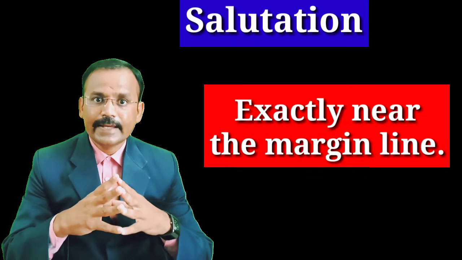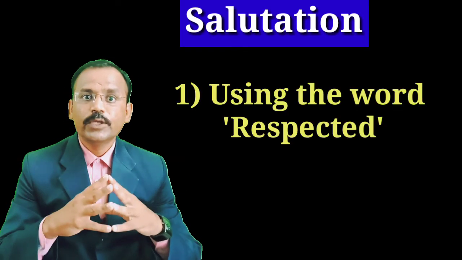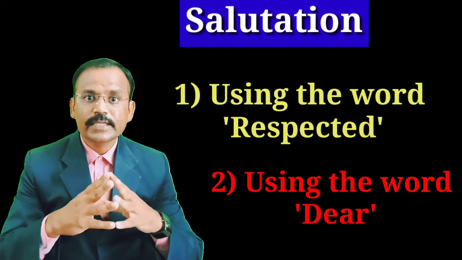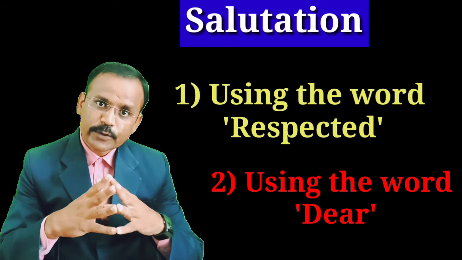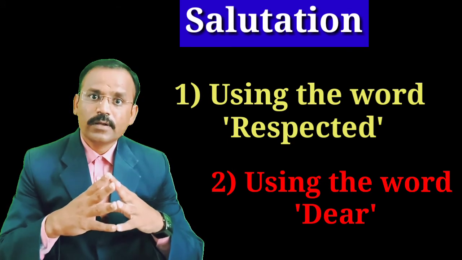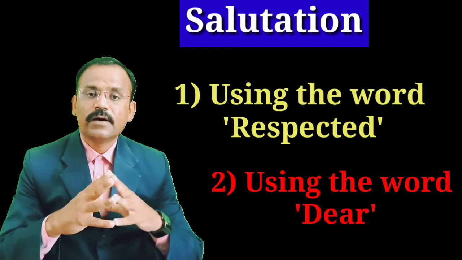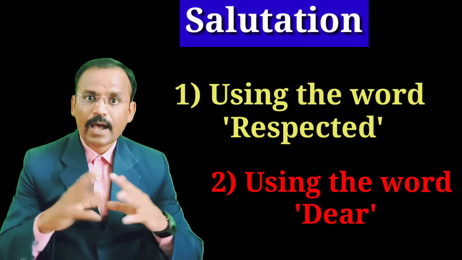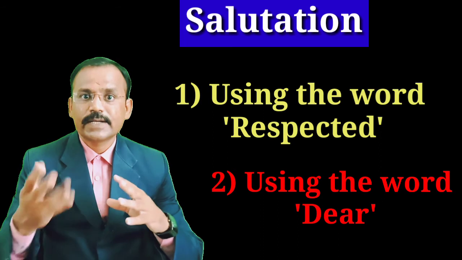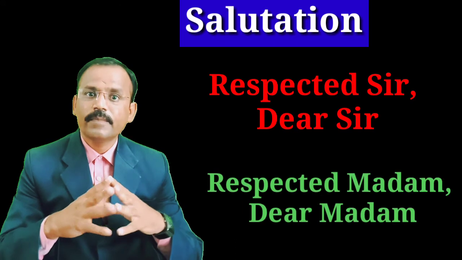After the reference comes salutation. Salutation also is to be written exactly near the margin line. There are two methods of writing salutation. One, using the word respected. Two, using the word dear. If you use the word dear, that is acceptable in an official or formal letter. If you use the word respected, that is also acceptable. Both the words respected and dear are used before the word sir or madam. In this way, you can say respected sir, dear sir, respected madam, dear madam.